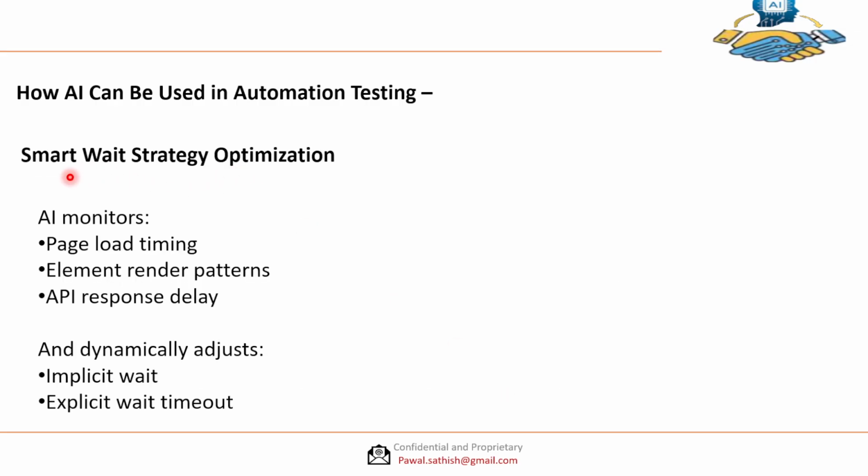The next use of AI is wait strategy optimization. Usually we use the implicit wait and explicit wait, and we provide the value, and sometimes we also use the fluent wait. But using AI, it monitors the page load timing, element render patterns, and API response delay, and dynamically adjusts the implicit wait and explicit wait timeout.